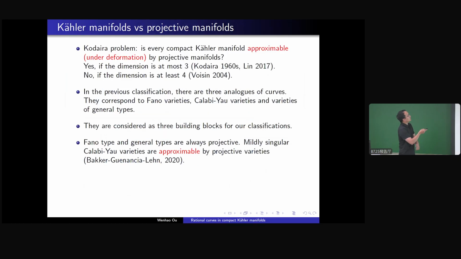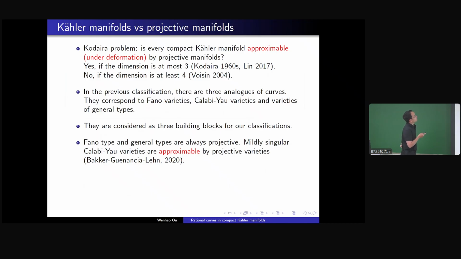Okay, so let's come back to the previous problem. How far is a general Kaehler variety away from a projective variety? Indeed, this is also called the Kodaira problem. So Kodaira asks, is every compact Kaehler manifold approximable under deformation by projective manifolds? The answer is yes for surfaces. Kodaira proved this for surfaces, and he asked for higher dimensional cases.